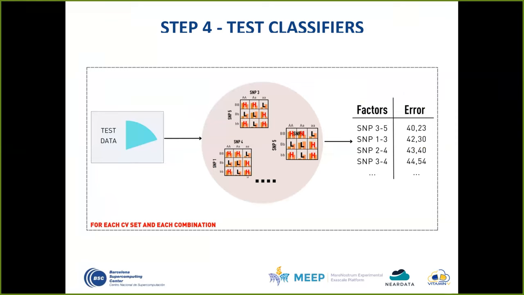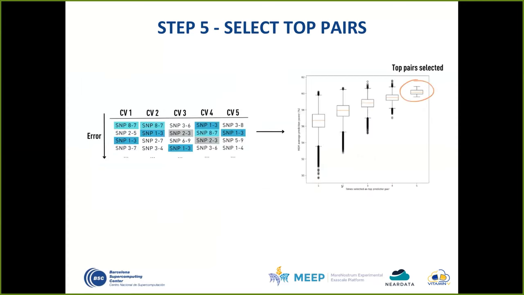Finally, the prediction. Remember that we have to do this prediction for all the possible combinations that we have in the data set and for all the possible cross-validation tests that we have. And finally, this is the table that I was talking about before, and this is the result that we are getting: we are trying to locate those pairs that are selected as top pairs in all five cross-validations.